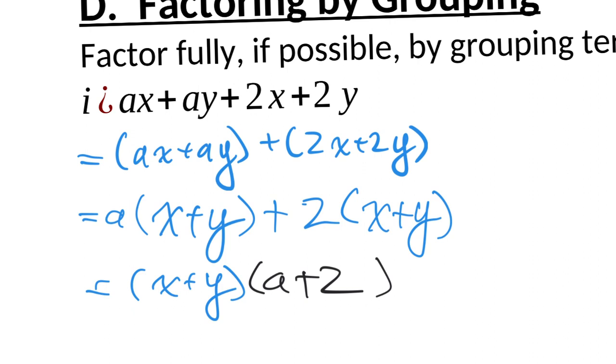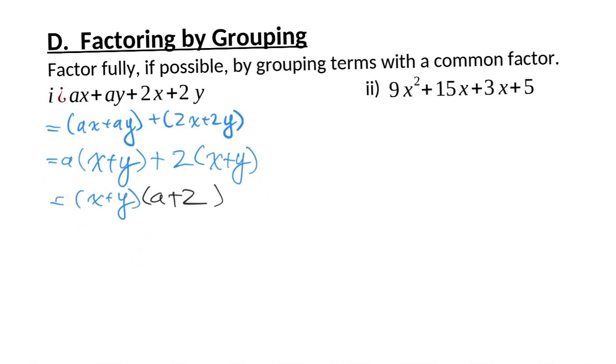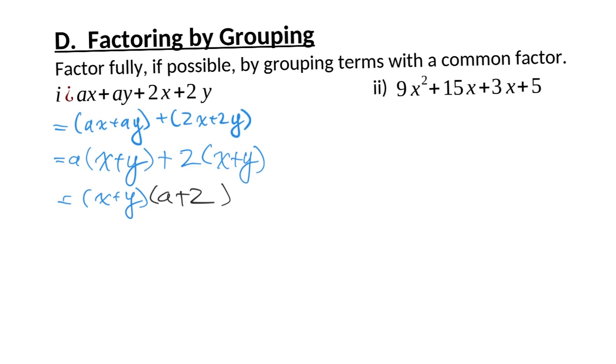All right, so now let's go and do a slightly more difficult problem. We're going to zoom out like we did before, and we're going to make sure that we have both problems showing up on the screen here. So now the second problem has 9x squared, plus 15x plus 3x plus 5. Now, what you're going to do is split the problem into 2 halves. Here we go. So we're going to put a bracket here, and we're going to put a plus and another bracket over here.